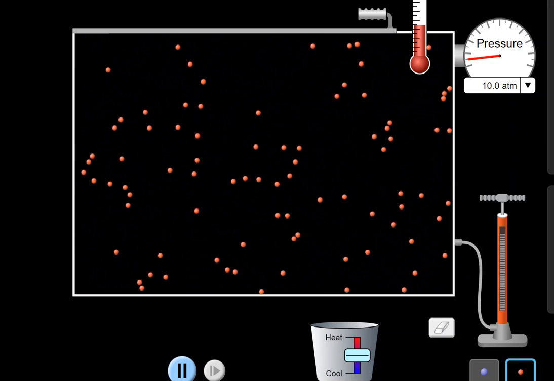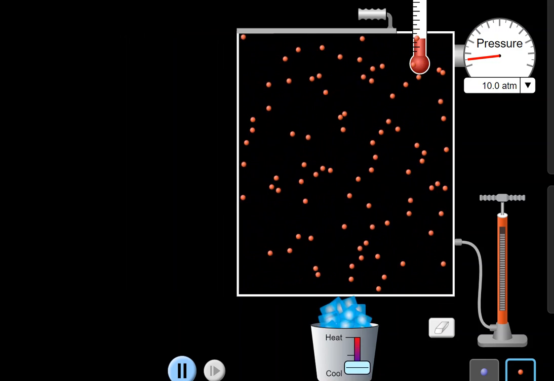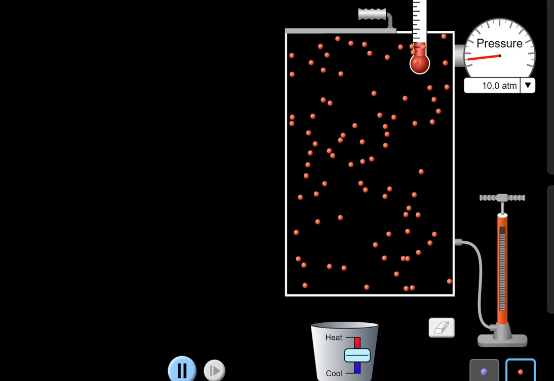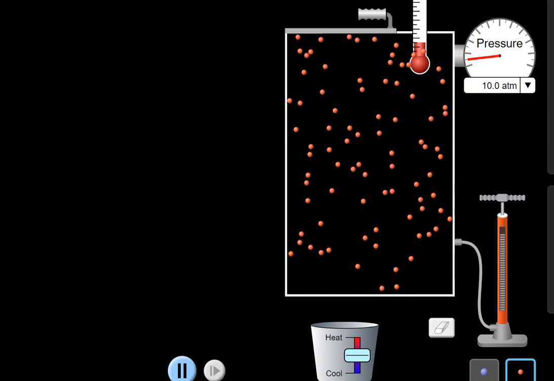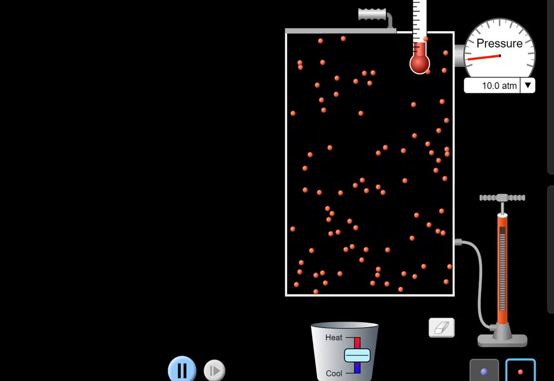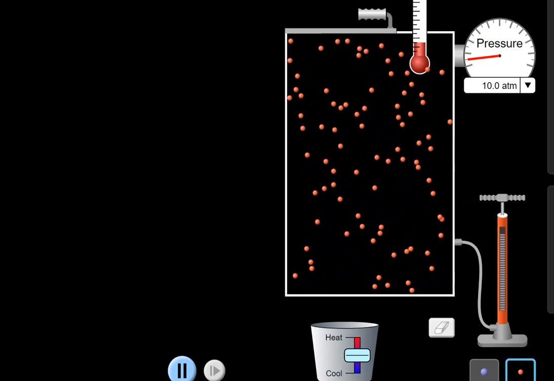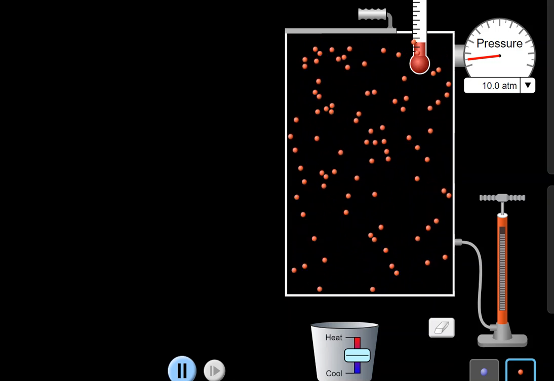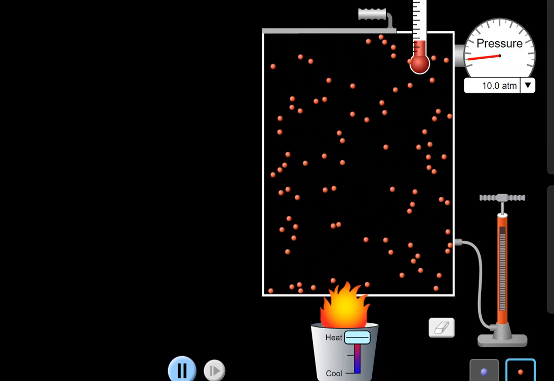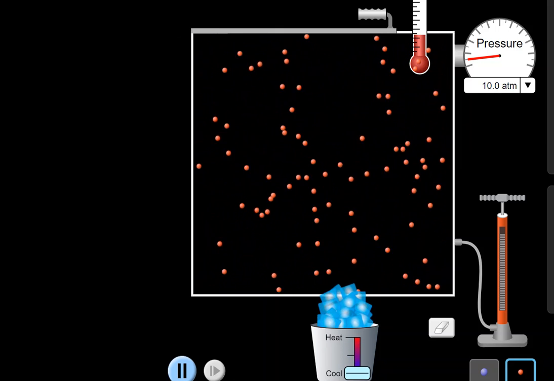Let's see what happens when I cool it. And so just the opposite, like we would think, as we cool it, the particles are not moving as fast, and so they're not pushing as hard against that container wall. If this were a balloon, you could imagine that the balloon would just kind of squish inward until the pressure is remaining the same. So we already knew this, that if you heat it, it will expand, and if you cool it, it will contract.